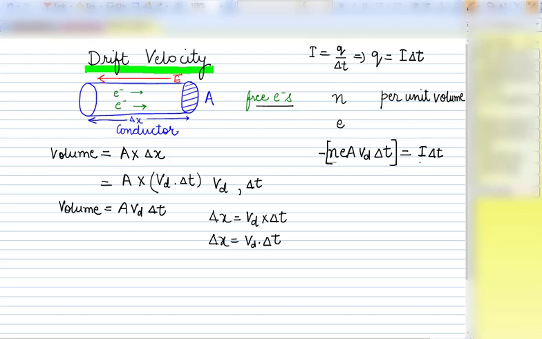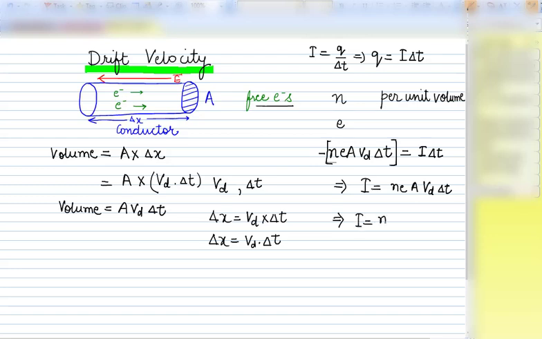So we can equate these two. As we see that delta t is present in both the terms, so that will cancel out, and it gives us I is equal to n e A Vd. It may be written in this form. Here we have neglected the minus sign because minus only represents that the direction of flow of current is opposite. So minus denotes the direction only, and for now we can neglect it.